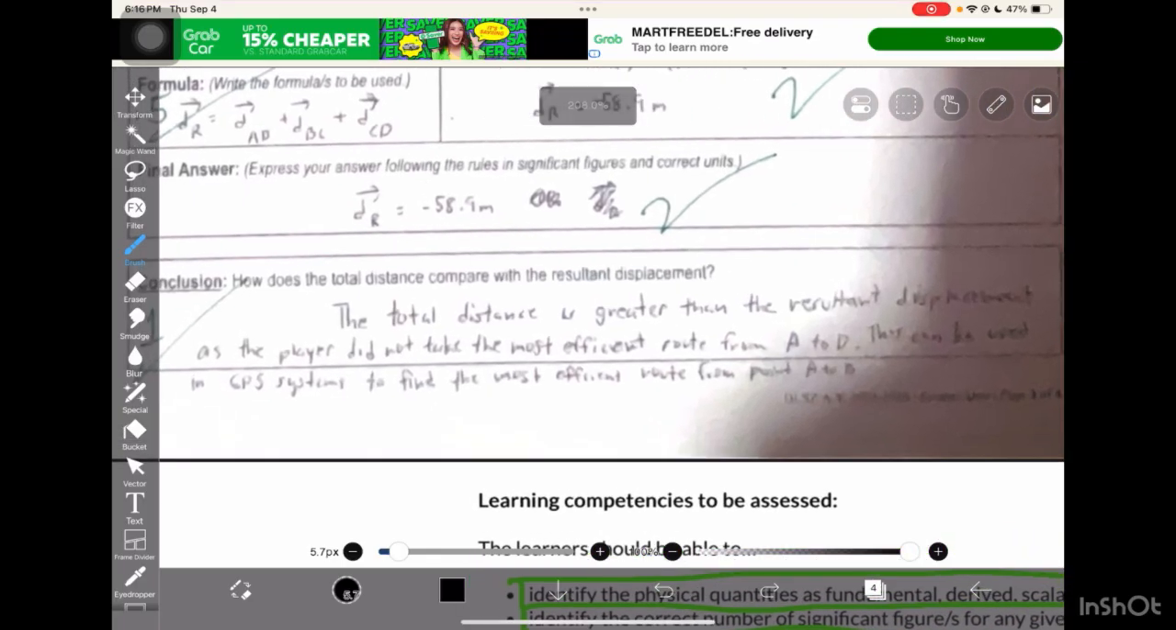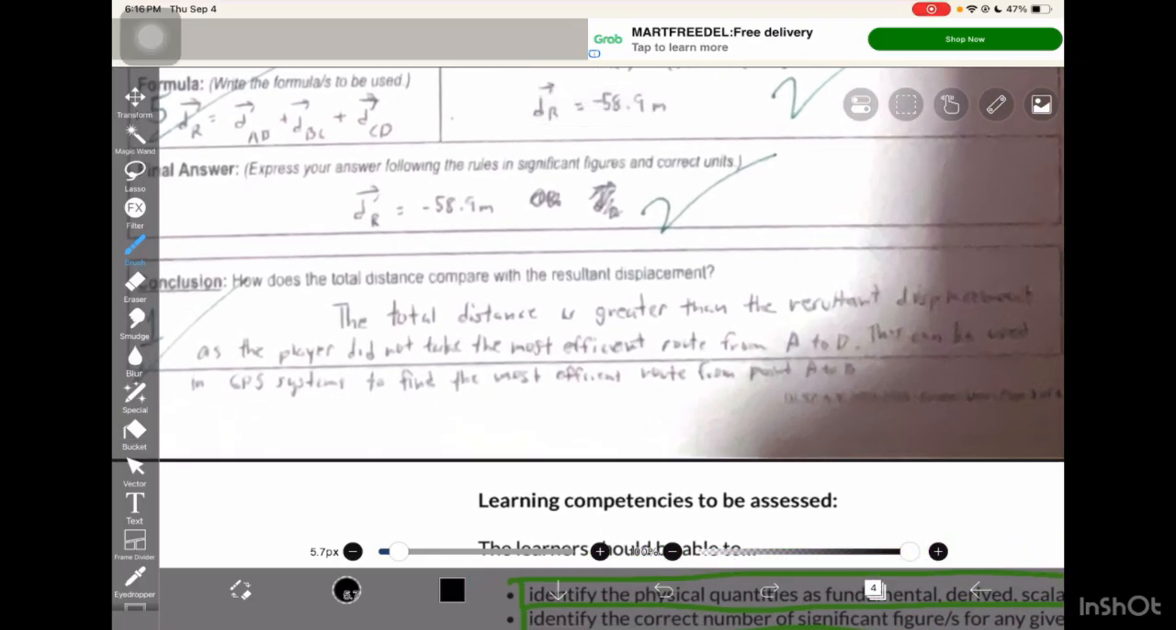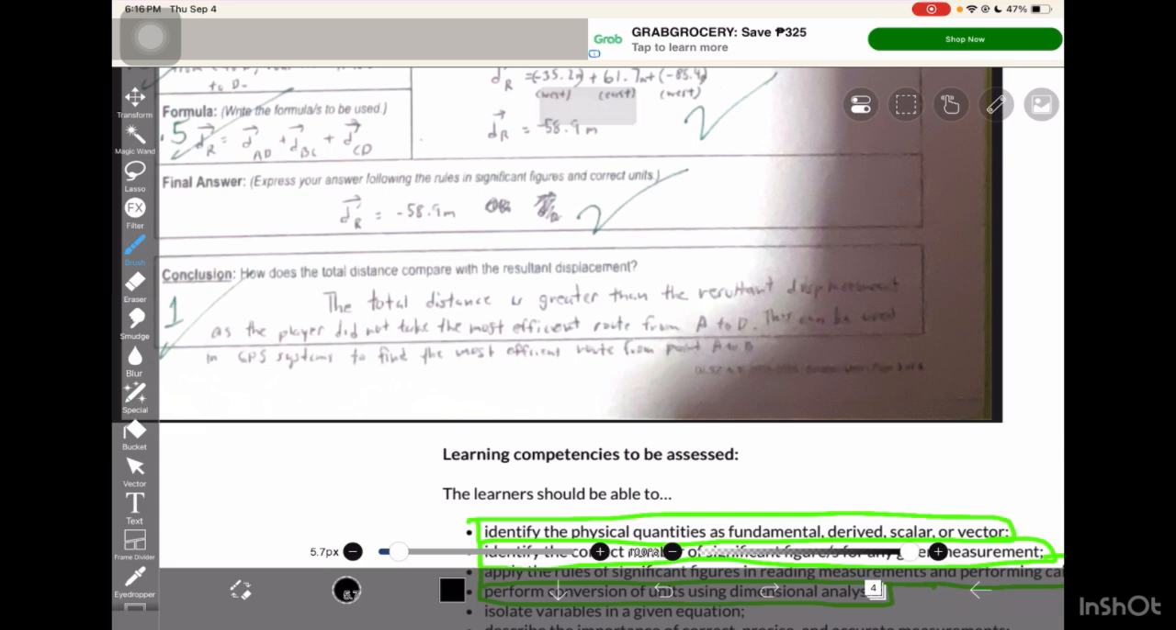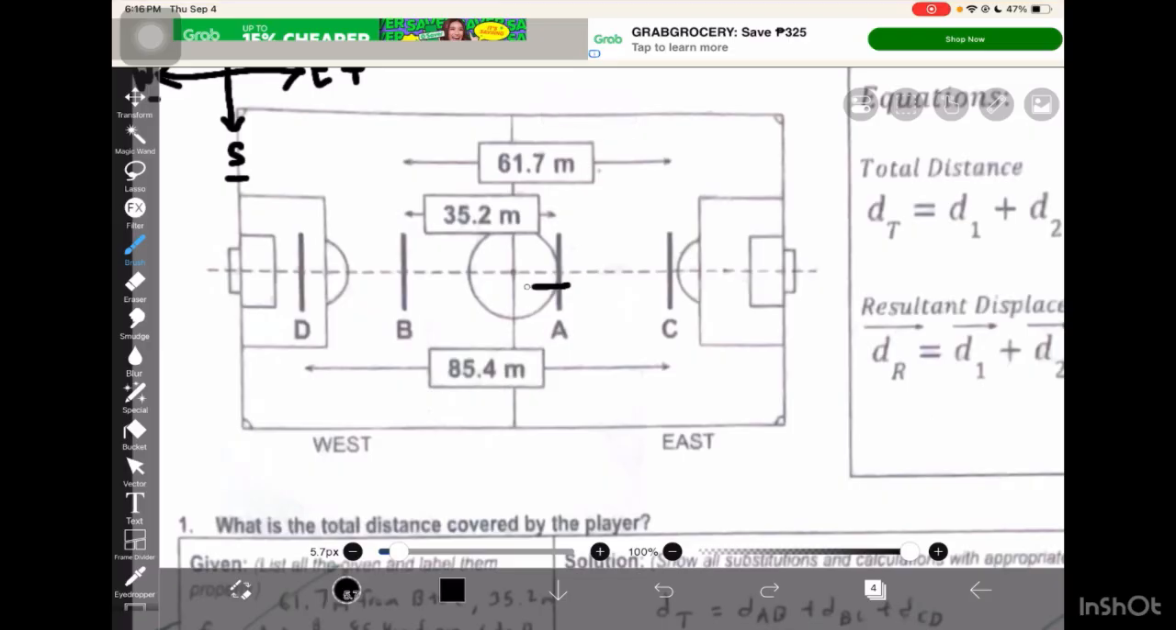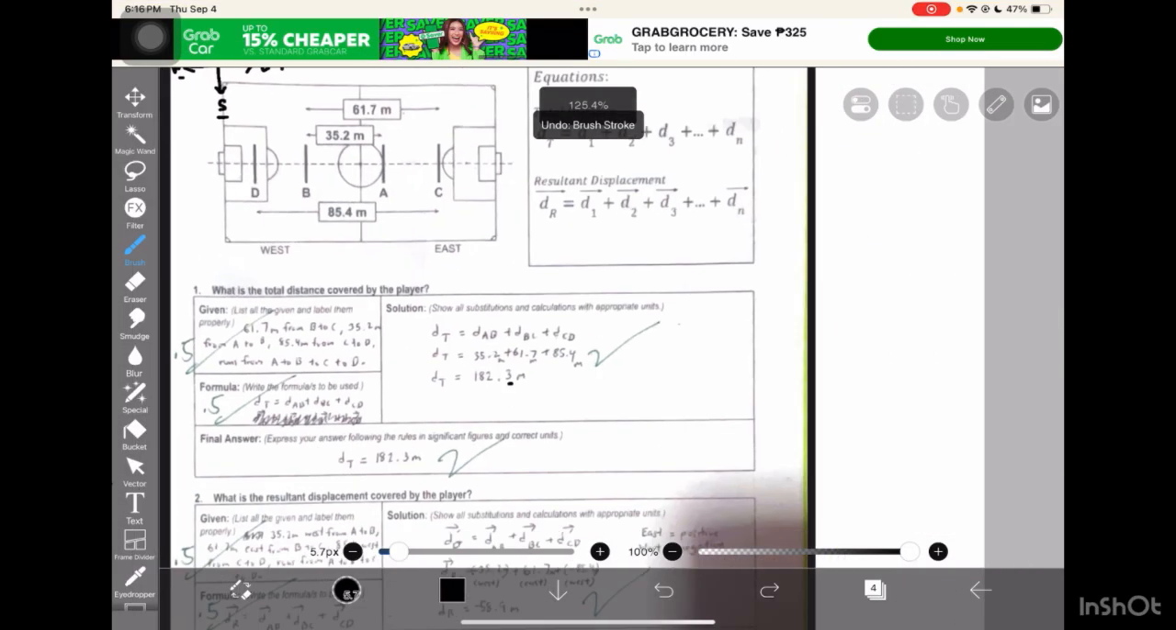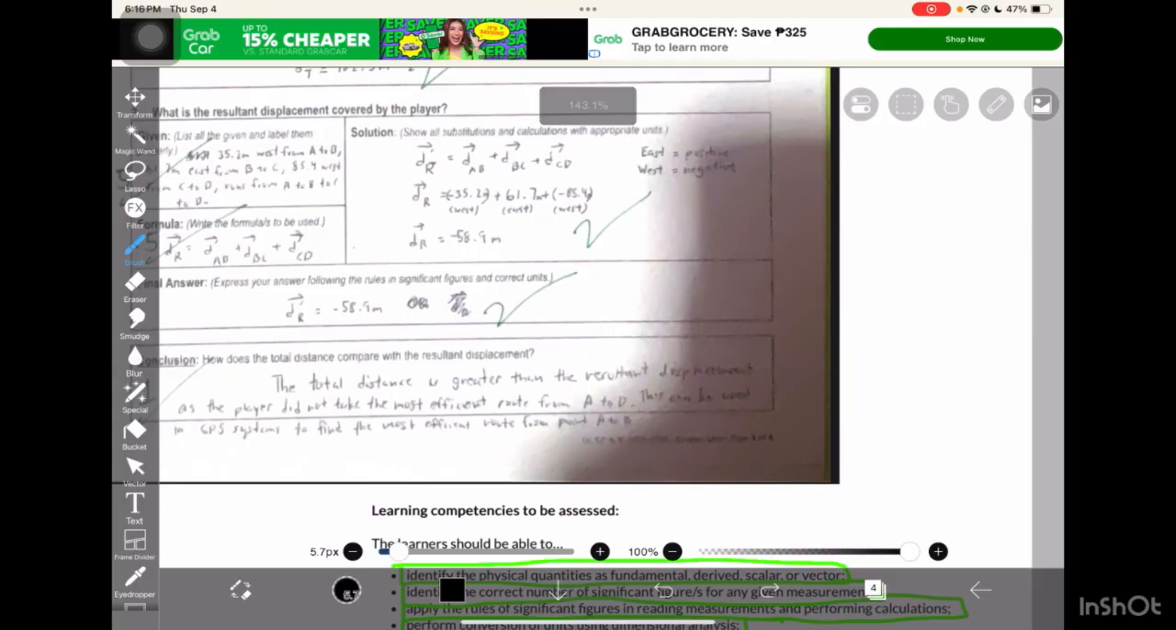Conclusion, how does the total distance compare with the resultant displacement? In this case, it is greater. The total distance is greater than the resultant displacement because, once again, this is definitely not the most efficient route to go from A to letter D. You can simply just go for it like this. So therefore, this displacement and distance can also be used in finding the most efficient route from point A to B in Google Maps.